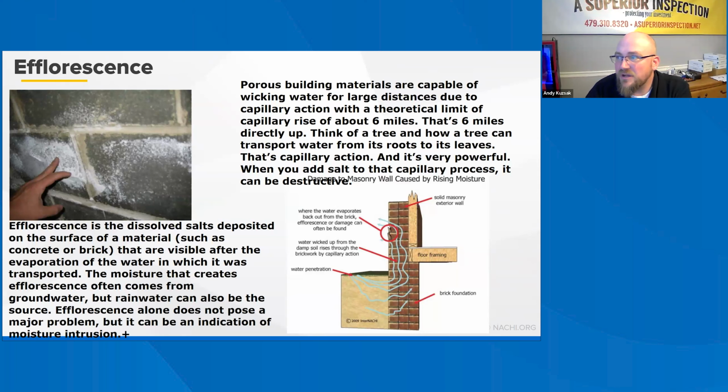Efflorescence is the dissolved salts deposited on the surface of a material such as concrete or brick that are visible after the evaporation of the water in which it was transported. The moisture that creates efflorescence often comes from groundwater, but rainwater can also be a source. Efflorescence alone does not pose a major problem, but it can be an indication of moisture intrusion.